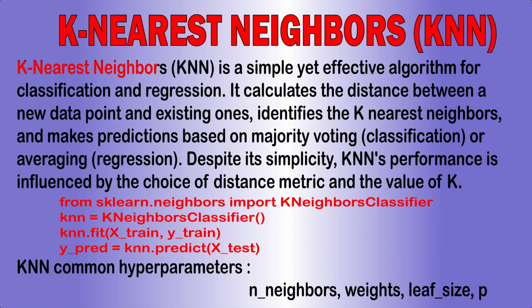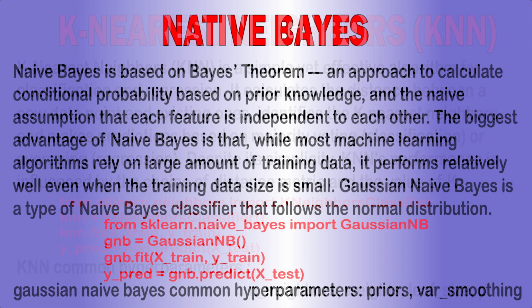K-nearest neighbors, KNN, is a simple yet effective algorithm for classification and regression. It calculates the distance between a new data point and existing ones, identifies the K-nearest neighbors, and makes predictions based on majority voting for classification, or averaging for regression. Despite its simplicity, KNN's performance is influenced by the choice of distance metric and the value of K. KNN common hyperparameters: n neighbors, weights, leaf size, p.